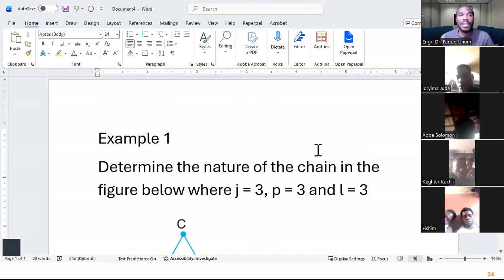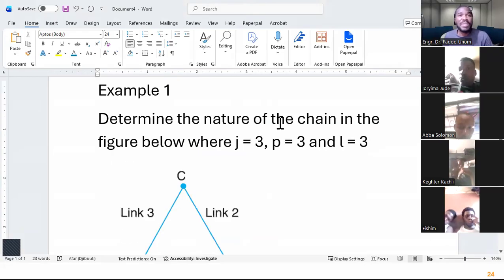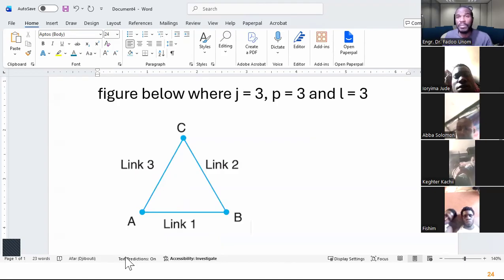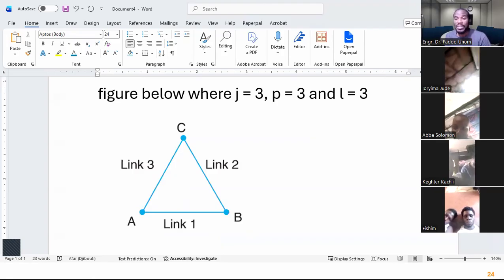So we have example 1, which says, determine the nature of the chain in the figure below. This is the first example, so it's easy. J is the number of what? We explained that before in the equation. J is the number of binary joints in that arrangement. P is the number of lower pairs, and L is the number of links.